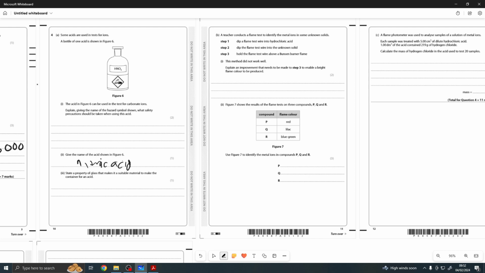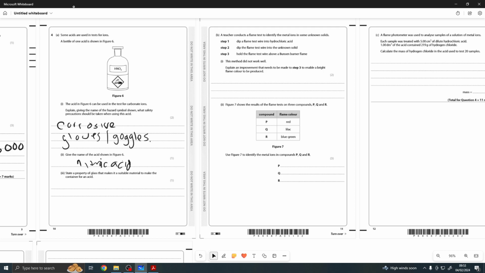I'll stop trying to be joined up. It's not helping anyone. Now, the acid can be used in the test of carbonate ions. Explain, using the name of the hazard symbol shown, what safety precautions should be used. Well, first of all, that says it's corrosive. The acid is corrosive. So you need gloves and goggles.